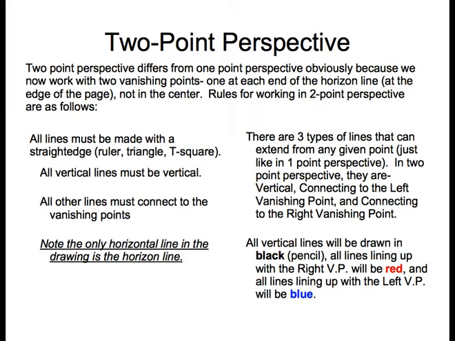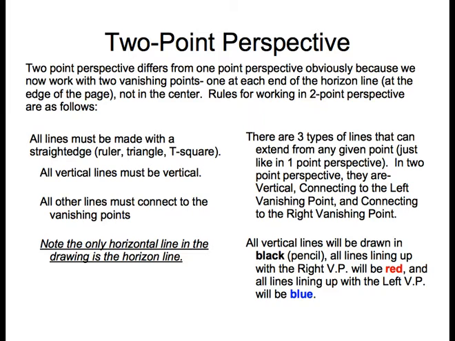Two-point perspective differs from one-point perspective obviously because we now work with two vanishing points, one at each end of the horizon line at the edge of the page and not in the center. Rules for working in two-point perspective are as follows. All lines must be made with a straight edge, that's a ruler, a triangle, or T-square. All vertical lines must be vertical. All other lines must connect to the vanishing point. Note the only horizontal line in the drawing is the horizon line.